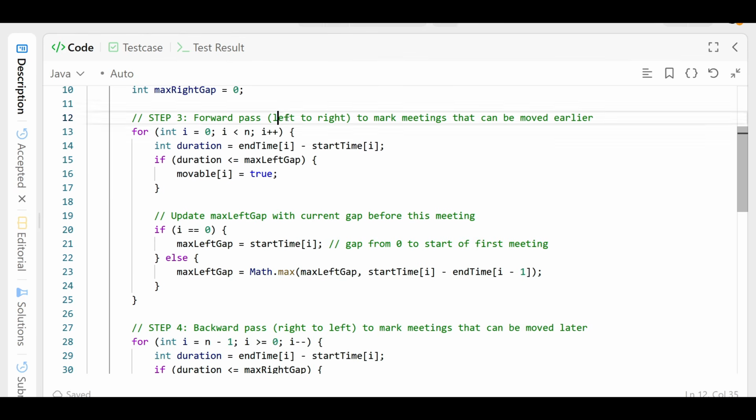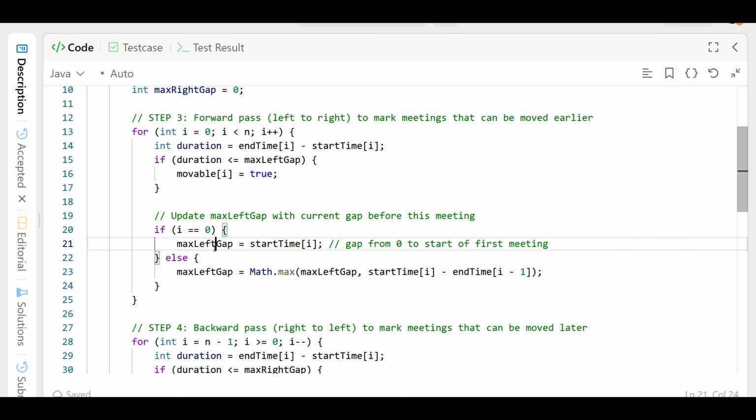The very first is left to right, and we know what we need to do. We'll loop and find the duration, and we'll check the duration. If the duration is less than the gap, we can move it, so we'll mark it as movable. Similarly, we'll update max left gap with the current gap before this meeting. If i equals 0, the gap is from 0 to the start of the first meeting, else we'll find the max left gap as start time minus end time of i minus 1.